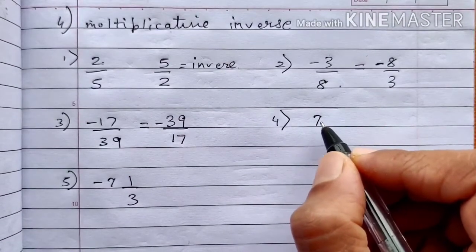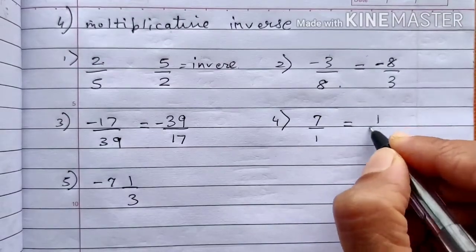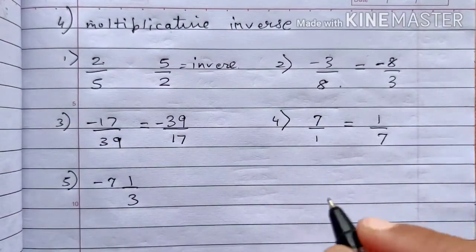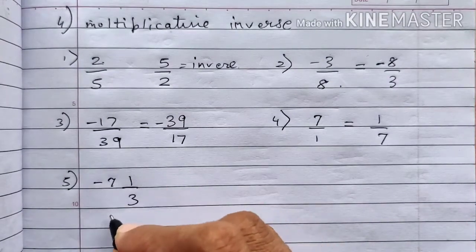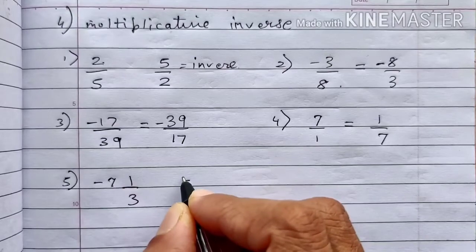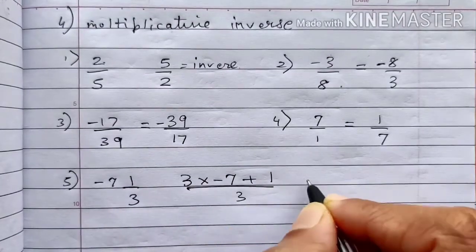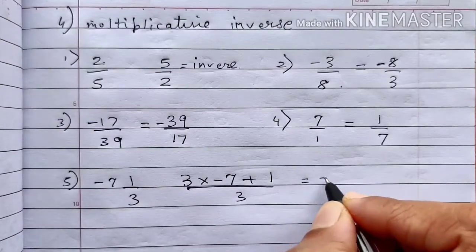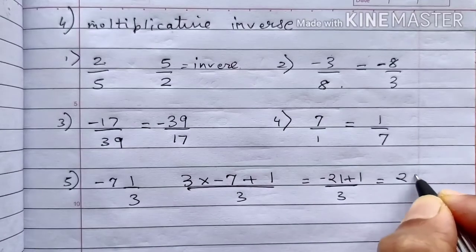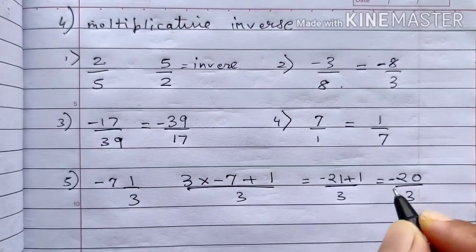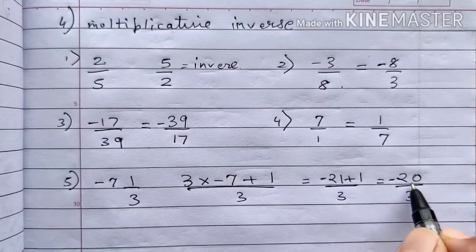So 7 is nothing but 7 upon 1. So what will its multiplicative inverse be? 1 upon 7. Remember this. Then you have minus 7 upon 3. First you have to convert this mixed fraction into a normal fraction. So you have 3 multiplied by minus 7 plus 1 upon 3. That gives you minus 21 plus 1 upon 3. So this is 20 upon 3 and the sign of the greater number. Minus into plus is minus, so you have to subtract. That gives you 20.